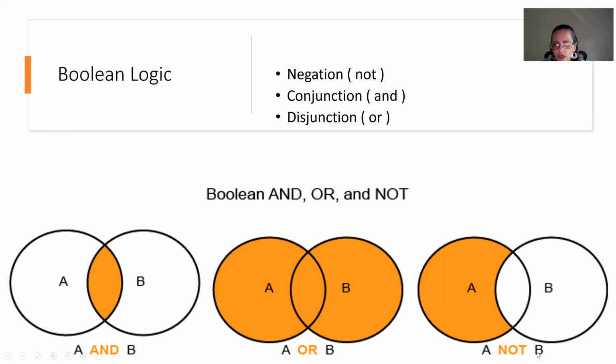And A not B will exclude this part in the middle. B not A would do just the opposite. It would fill in just this B semicircular part here, and it would exclude this part here. So basically, the not will always exclude the overlap portion. These have these terms up here: negation for not, conjunction for and, disjunction for or. And those are the corresponding pictures for those terms.